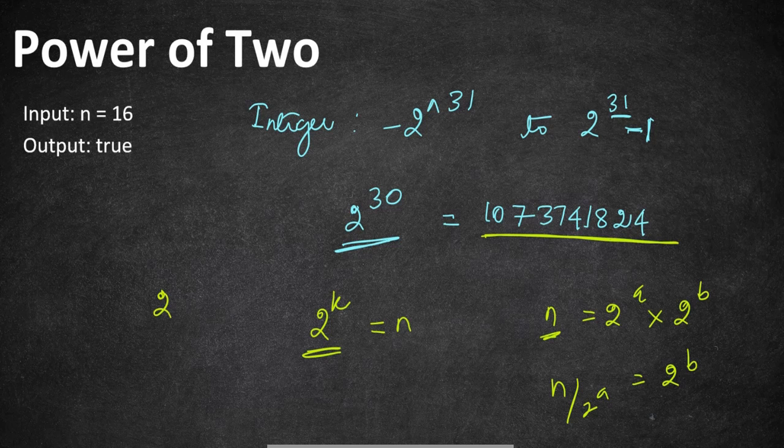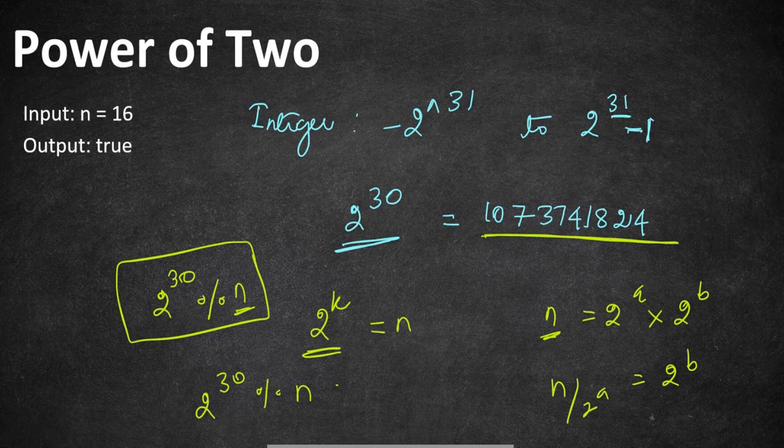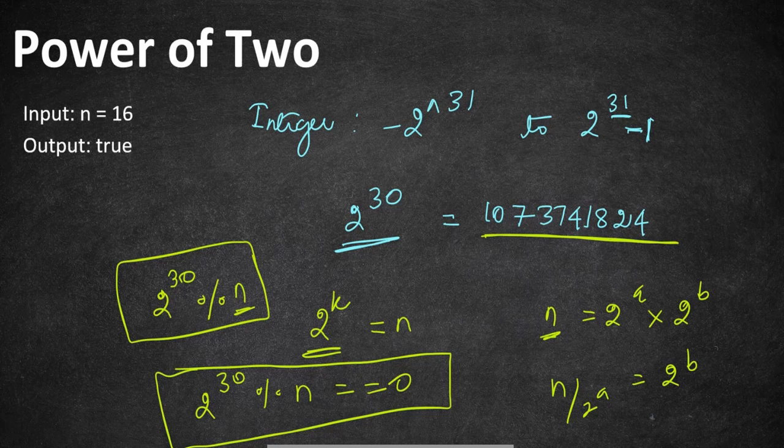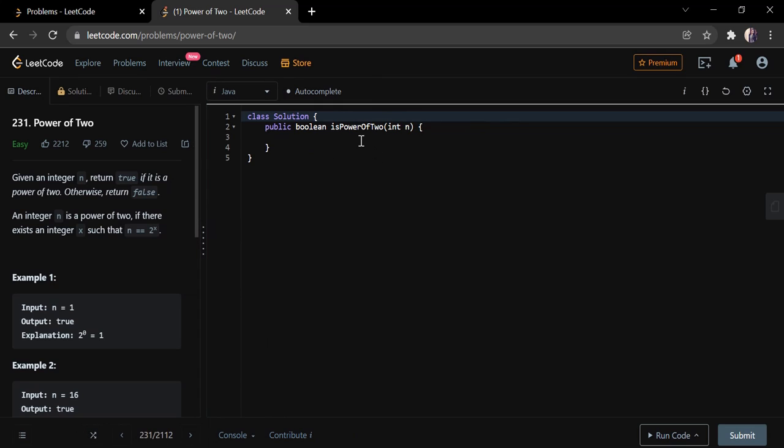So if 2 power 30 can be divided by the given number n, then the number given is said to be a power of 2. If not, it is not a power of 2. So simple: 2 power 30 divided by given n must give you the remainder of 0. If this condition is satisfied, then your number is a power of 2. If not, we have to return false. As simple as that. Hope this mathematical logic is clear. So this also works in big O of 1 time. Hope I made it clear in all the methods. So let's go to the code now. I have shown you all three methods, so let us see it one by one.